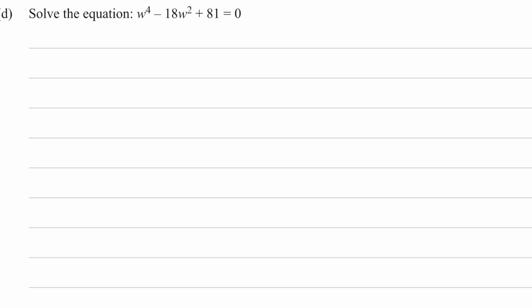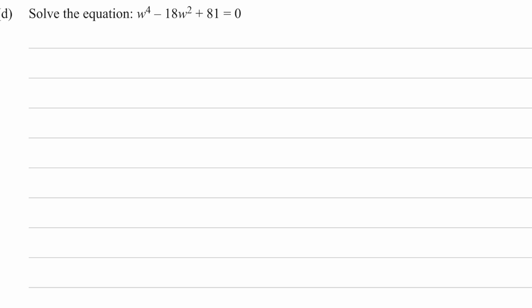Solve the equation w to the power of 4 minus 18w squared plus 81 equals 0. This looks a bit scary, right? It's not a quadratic. It's not like x squared. It's actually a quartic, meaning to the power of 4 is the highest power. However, we can simplify it to a quadratic and then solve it very simply.